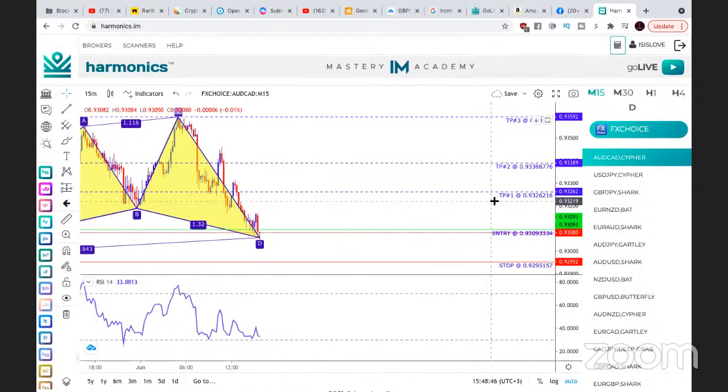And even if you already know how to trade, you can use the Harmonic Scanner to know what to trade, right? If you're like, well, damn, I don't know what's really about to set up, well, you can use the Harmonic Scanner for that.